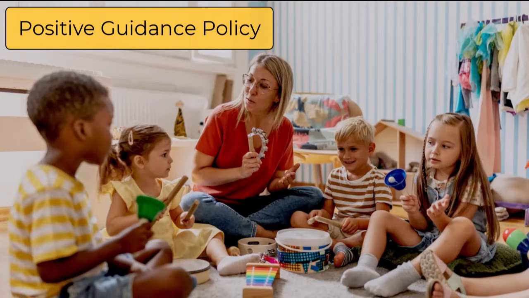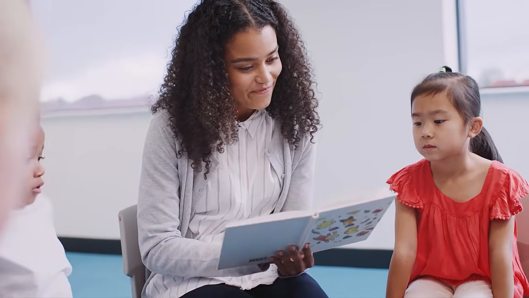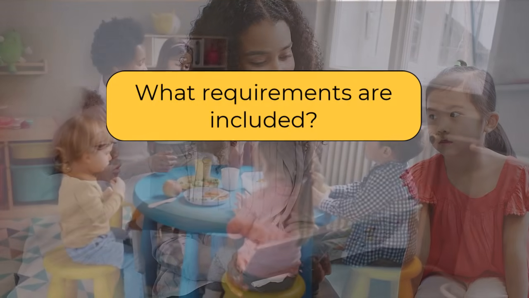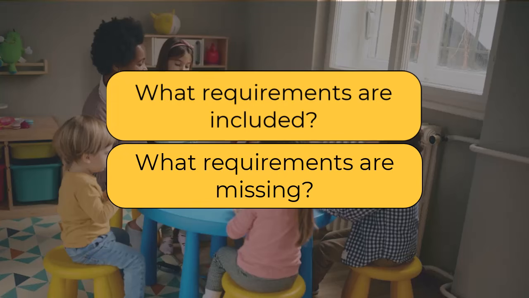This next section will help you assess your own program's policy to see where it meets the requirements and what might be missing. Using samples of positive guidance policies, you will learn how to determine what DAP 3 requirements are met and identify areas for improvement.